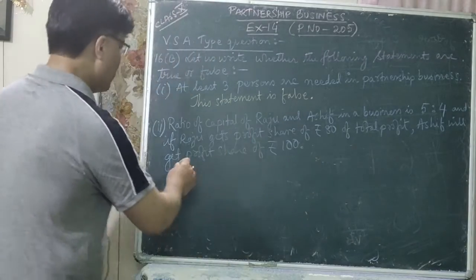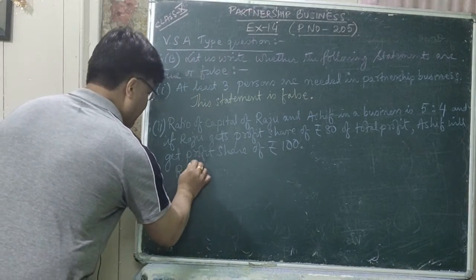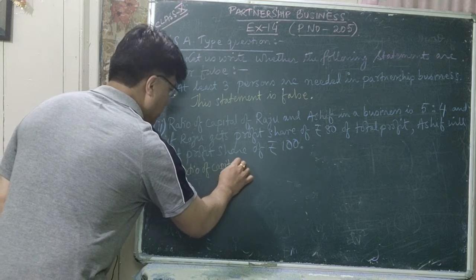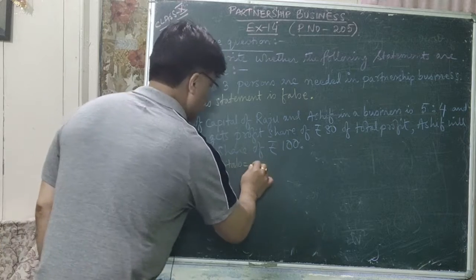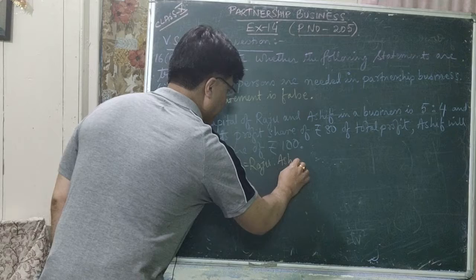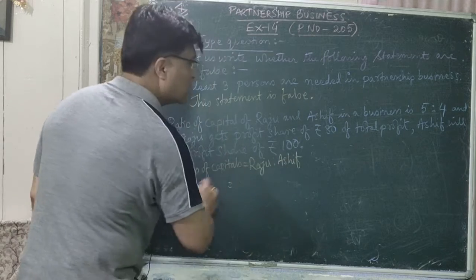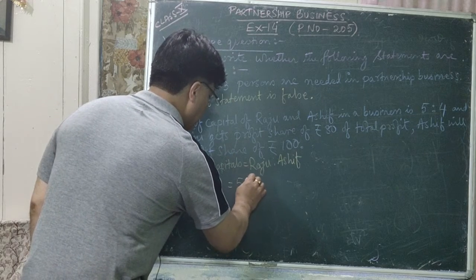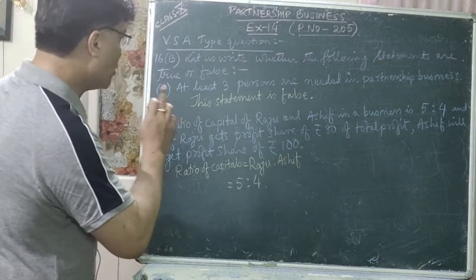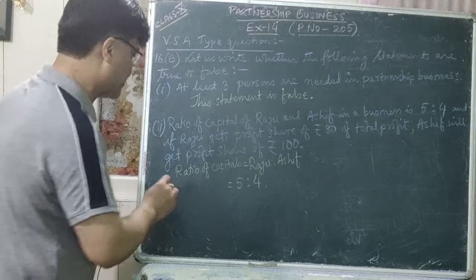Okay, so now here ratio of capitals. Ratio of capitals is equal to Raju is to Asif, which is equal to 5:4. Is that clear?